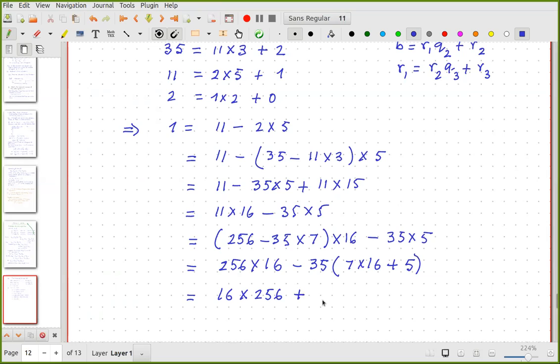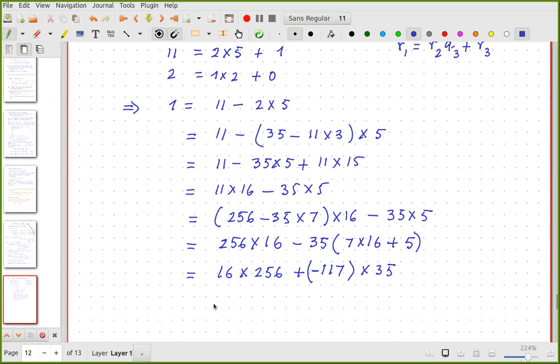Again, I'm writing it as plus. So what is 7 into 16? So 112, is that correct? 112, or did I make a mistake? So 112 plus 5, so 117. So this is with a minus sign. Just to match our expression, I'm pulling this minus here, so into 35.